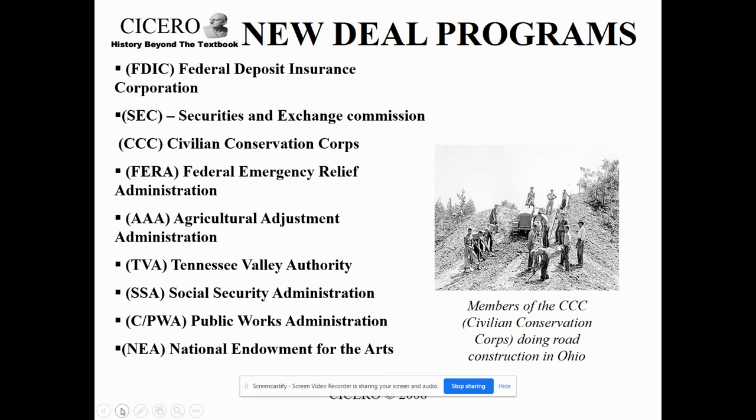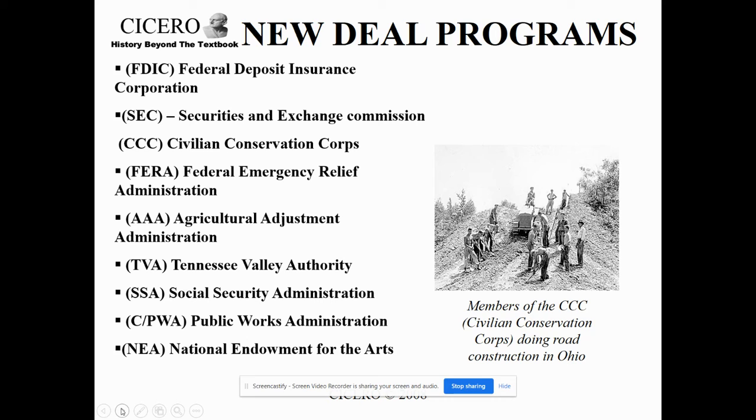First one is FDIC, Federal Deposit Insurance Corporation. The purpose of that one is going to be to insure bank deposits. The SEC, Securities and Exchange Commission. That agency regulated the stock market so that there wouldn't be insider trading and there'd be rules, etc.